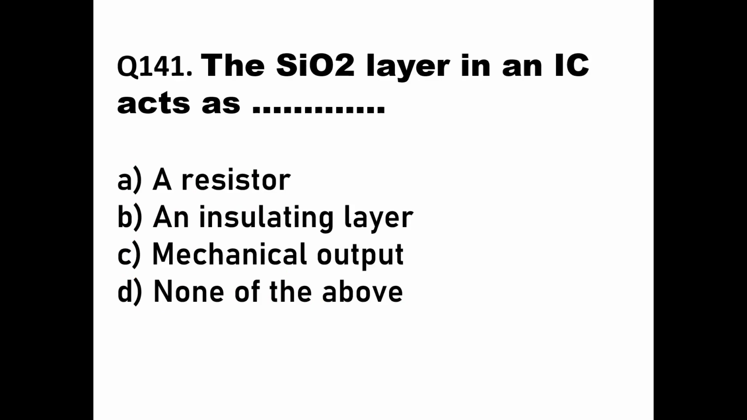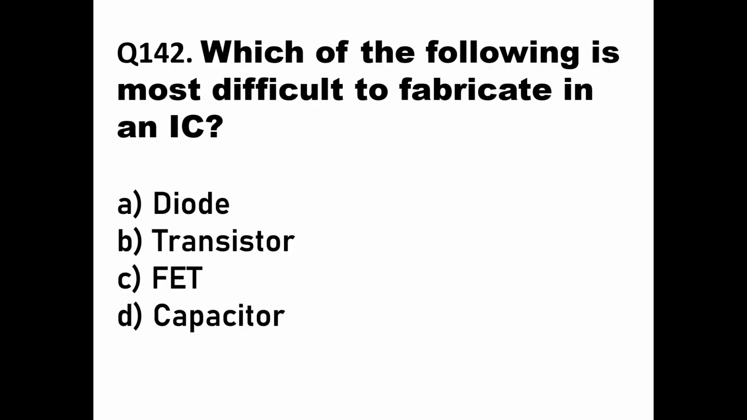The SiO2 layer in IC acts as. Now, the SiO2 layer we have seen in MOSFETs also. Okay, it is an insulating layer. It is an oxide layer. Okay, so it is an insulating layer. So here in these options, option B will be an insulating layer. The SiO2 layer in an IC acts as an insulating layer. Okay. Then we'll go to the next question, question number 142.